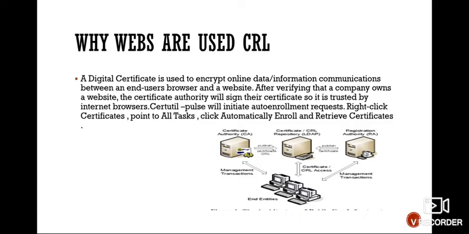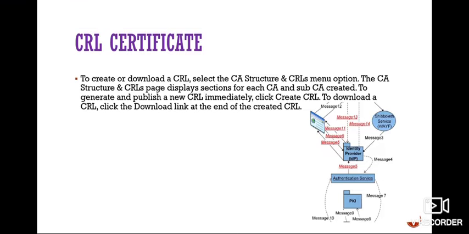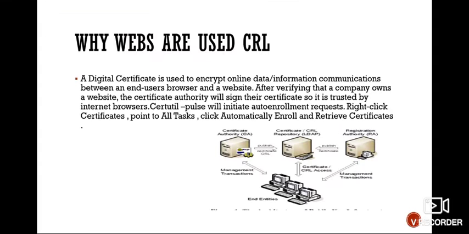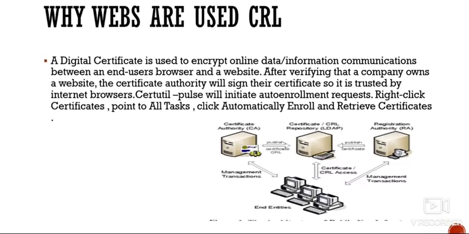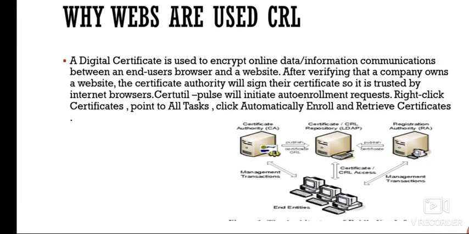Why are CRLs used? A digital certificate is used to encrypt online data communication between an end user's browser and a website. After verifying that a company owns a website, the certificate authority will sign their certificate, so it is trusted by internet browsers. Certutil pulse will initiate an auto enrollment request: right click certificates, point to all tasks, click automatically enroll and retrieve certificates.